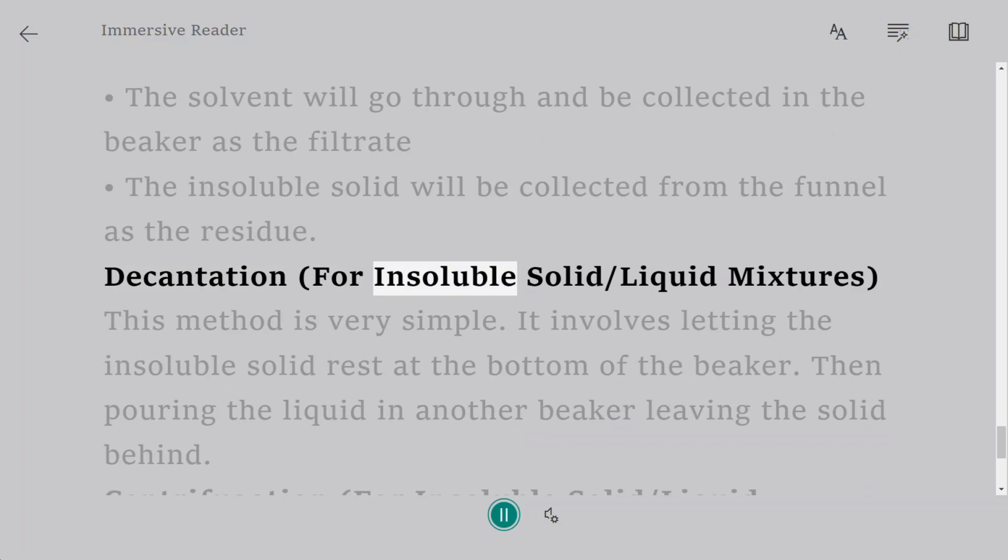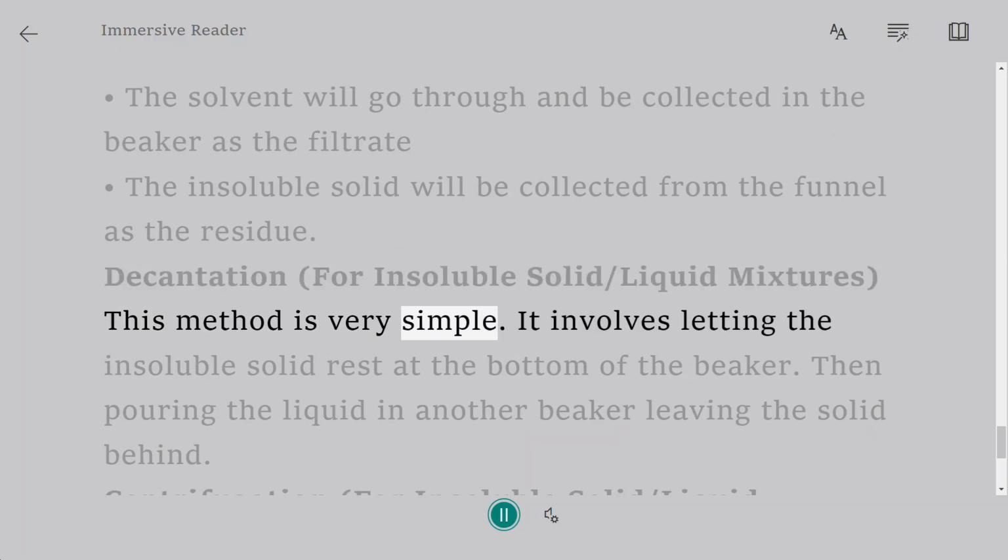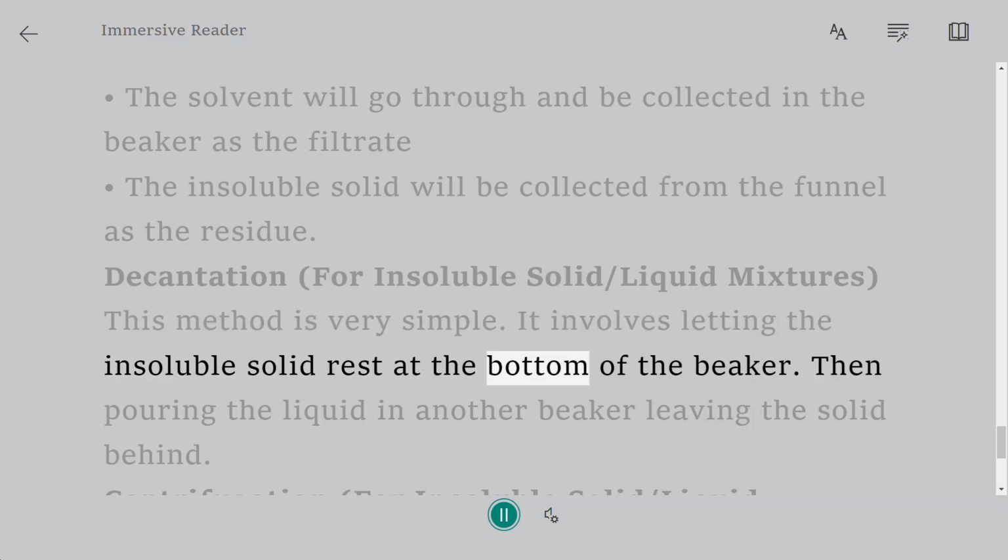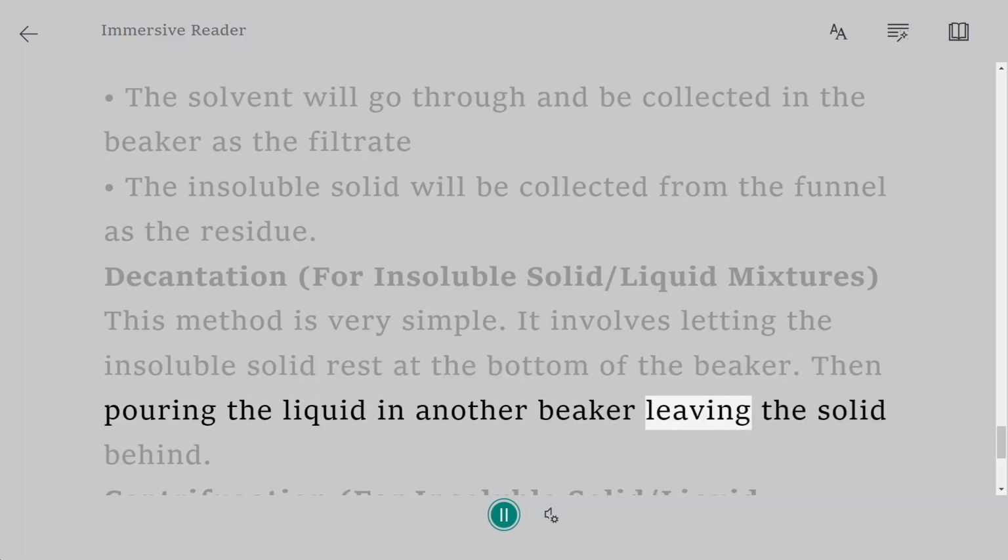Decantation, for insoluble solid/liquid mixtures. This method is very simple. It involves letting the insoluble solid rest at the bottom of the beaker. Then pouring the liquid in another beaker, leaving the solid behind.